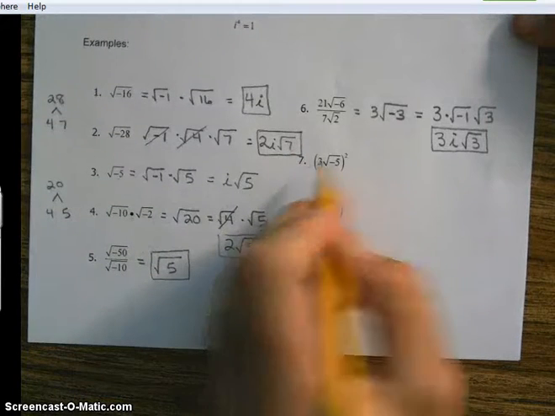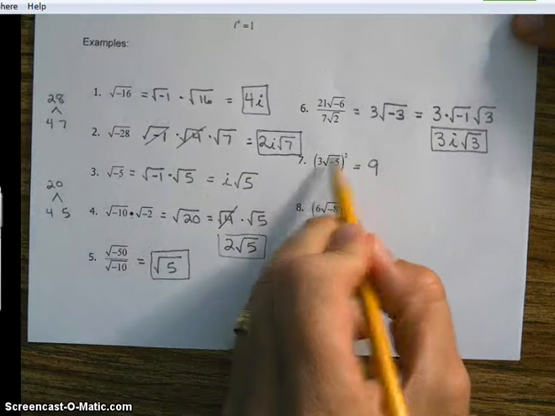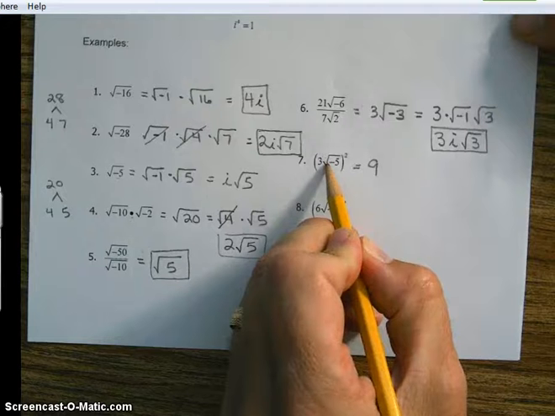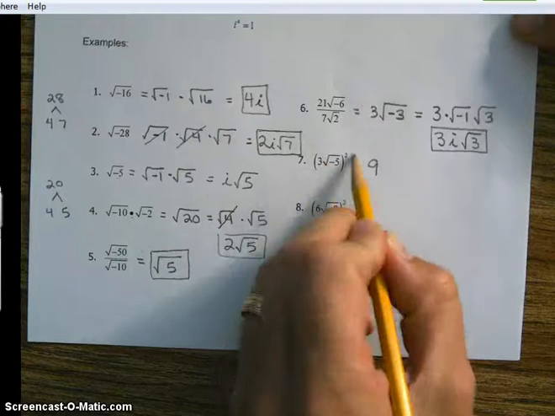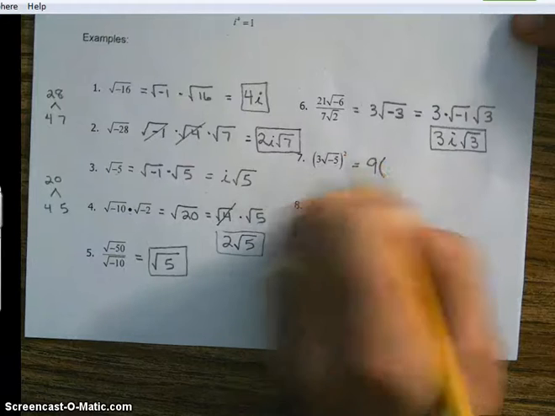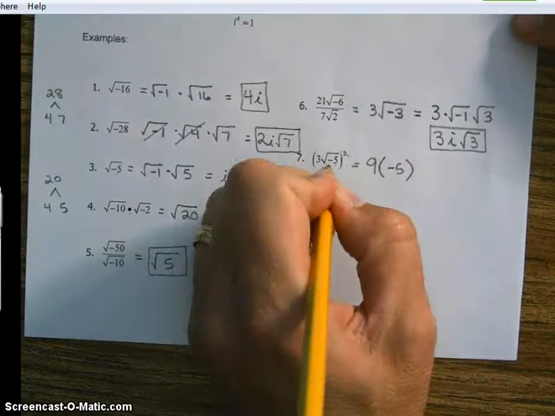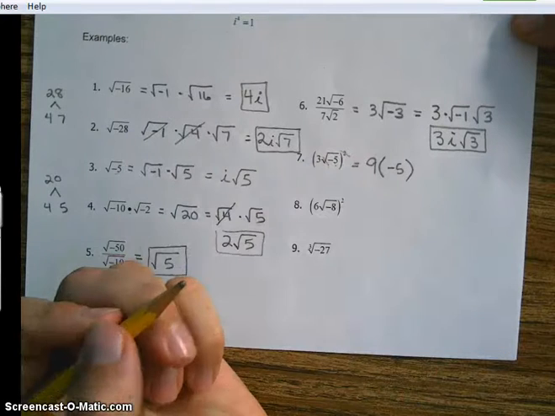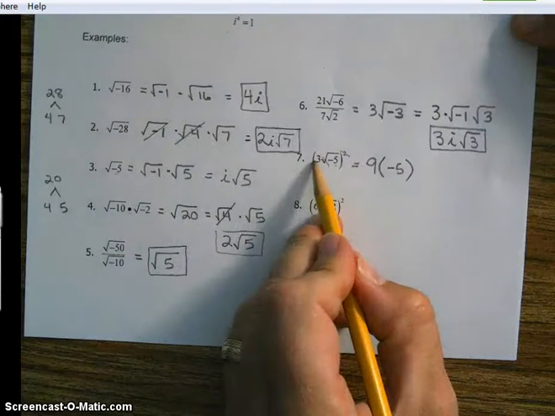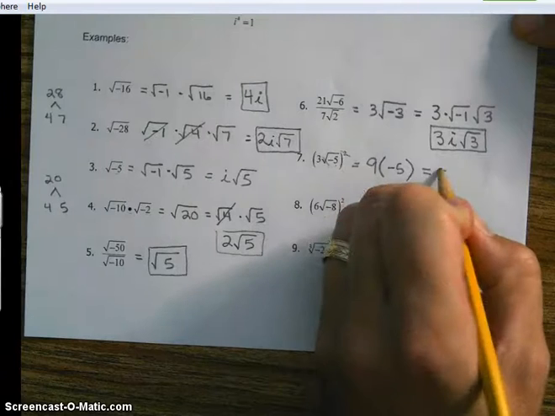So squaring the 3, we get 9. Now remember, when you square a square root, the square root goes away. They're inverses. So we're going to have 3 squared, which is 9, times -5. Again, the square cancels the square root. So I squared the 3, and then I squared the square root. So we end up with -45.